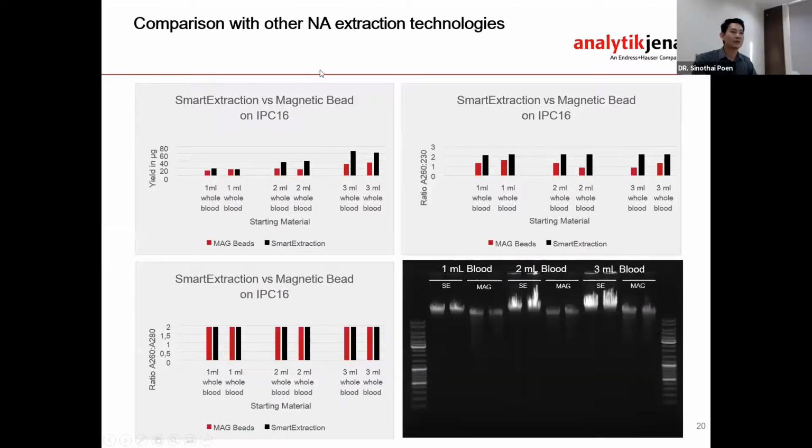On this slide, I want to show you some comparisons of smart extraction with magnetic bead-based extraction.